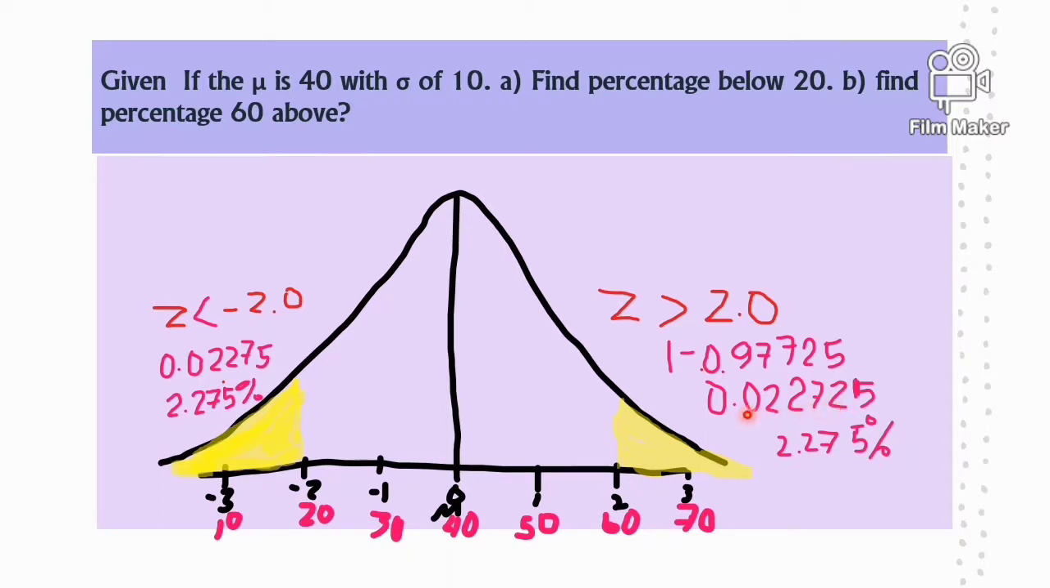The answer is 0.02275. Or, take note, get the table value of 2 in the left curve and then subtract it from 1, or 1 minus 0.97725. The answer is 0.02275.